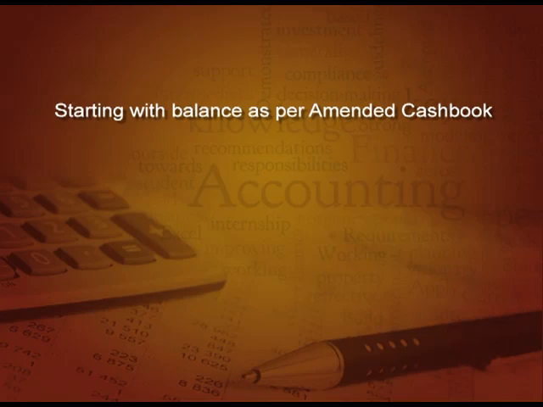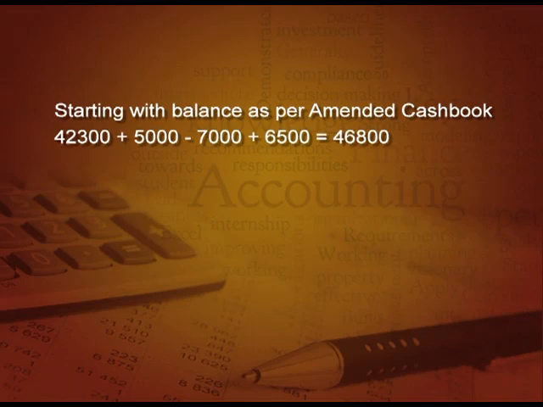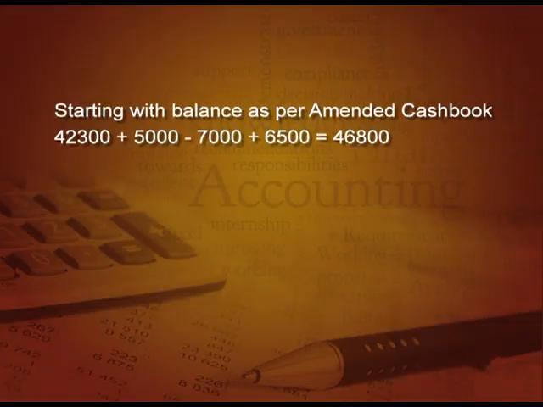And now, when we start bank reconciliation statement, we will start with this opening balance 42,300 and rectify the remaining mistakes. So, starting with the balance as per amended cash book 42,300, we will add 5,000, subtract 7,000, add 6,500, which makes the final balance 46,800, and this is the balance as per passbook. So, this was amended cash book for you.